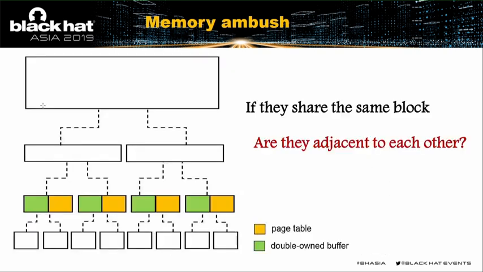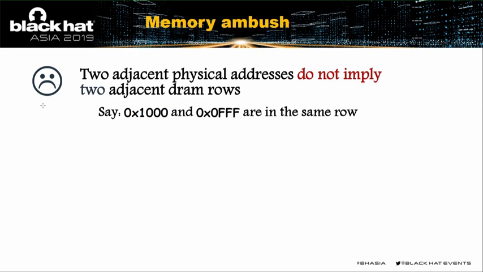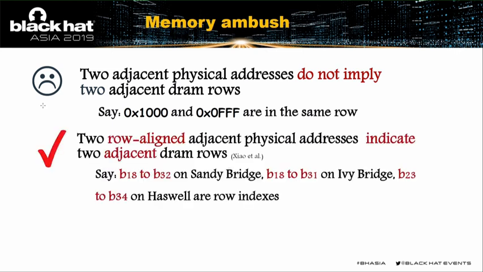So here is the question: if the hammerable buffer and the page table share a random block, like this one, are they for sure adjacent to each other? The answer is no, because 2 adjacent physical addresses do not imply 2 adjacent DRAM rows. For example, the addresses 1000 and 0FFF are physically continuous, but they are in the same row instead of 2 adjacent rows. Fortunately, 2 row-aligned adjacent physical addresses indicate 2 adjacent DRAM rows. This is because the DRAM controller uses the most significant bits of a physical address to select a DRAM row.